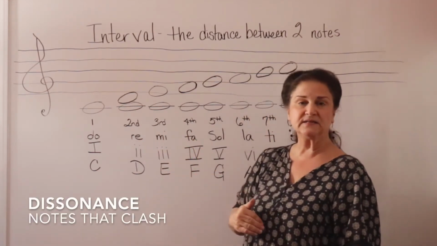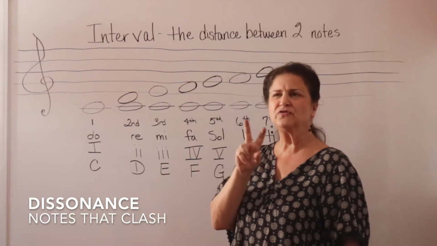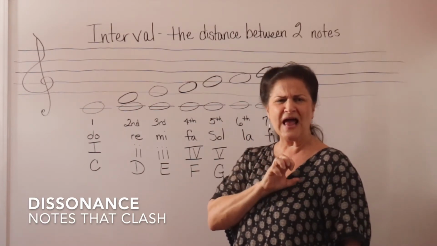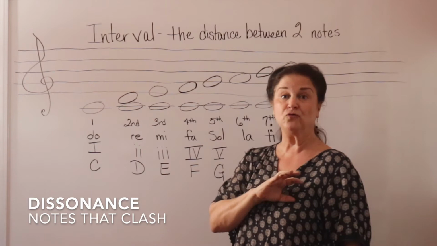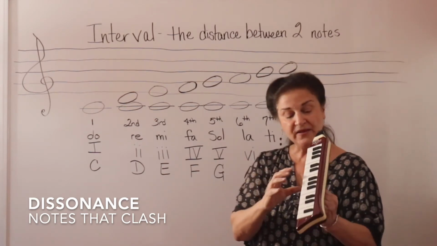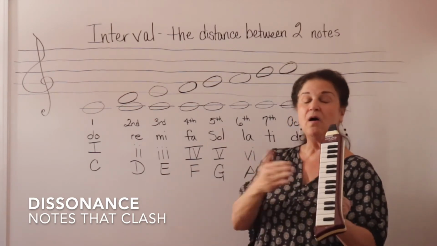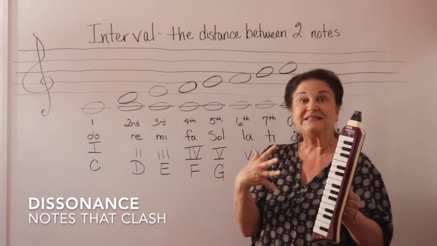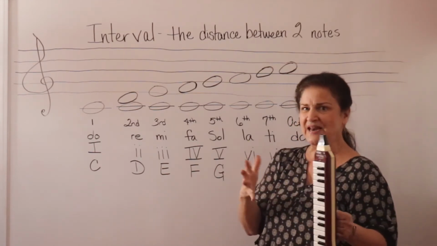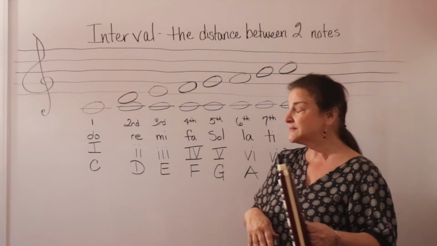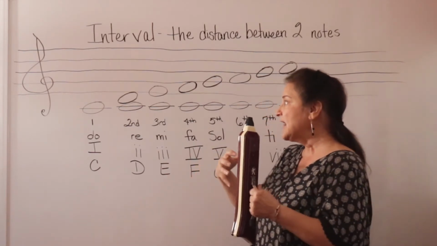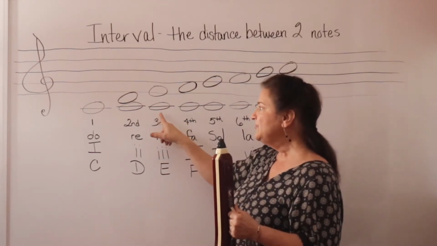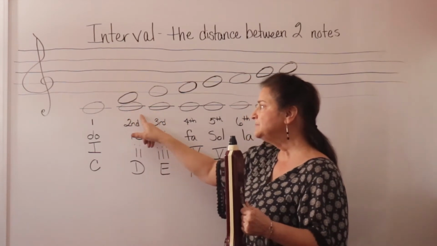We call that dissonance. When in music 2 notes sound together and clash, could be even more than 2 notes, like this. All those notes together create a dissonance. It kind of has the same meaning as the word dissonance. It clashes. We call that a second.